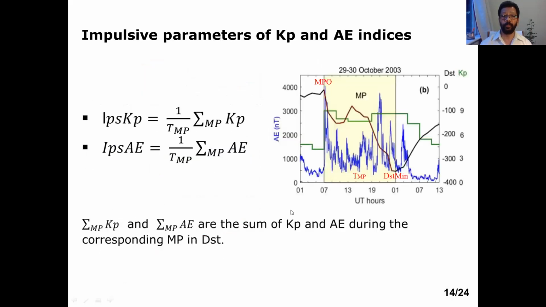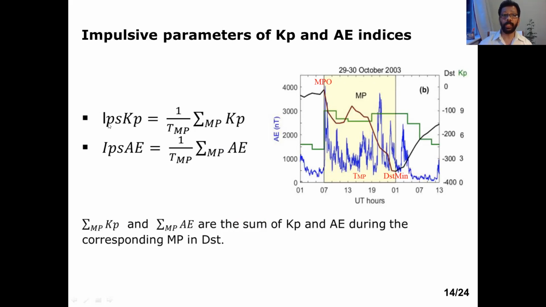Now we try to understand whether the mid-latitude index KP and high-latitude index AE can identify the severe space weather from normal space weather when we find their impulsive parameters. For finding the impulsive parameters of KP and AE, we show one example here. The example is for the storm on 29-30 October 2003. All the 3 parameters of the storm are shown here. Main phase is defined with respect to DST. That is the yellow patch.